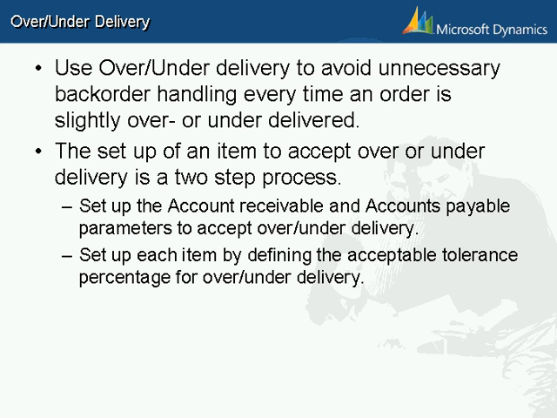So you can use over under delivery to avoid unnecessary back order handling every time an order is slightly over or under delivered. The setup of an item to accept over and under delivery is a two-step process. First of all, you have to set up the account receivable and account payable parameters to accept over under delivery, and then set up each item by defining the acceptable tolerance percentage for over under delivery. So parameters and items.